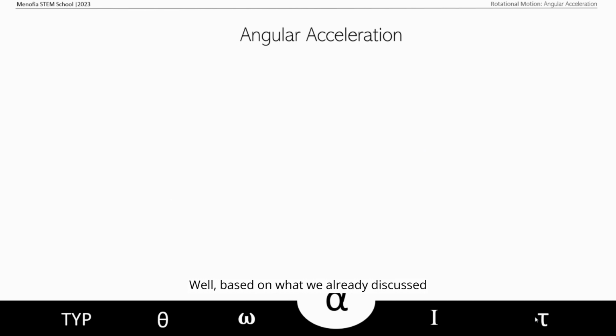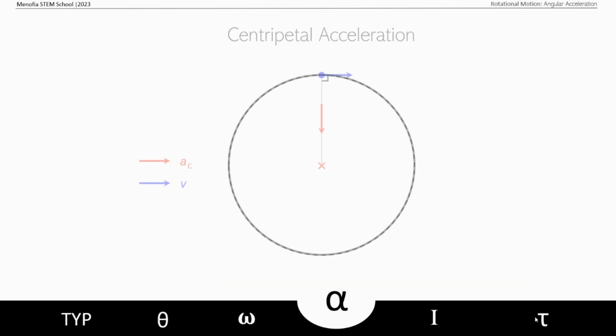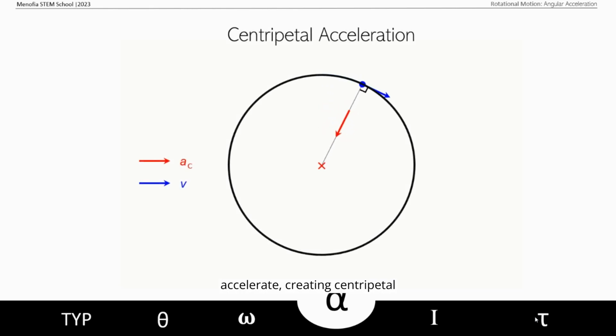Well, based on what we already discussed till now, you can already guess that angular acceleration is the derivative of angular velocity. It describes how an object's angular velocity is changing over time. As an object rotates, each point on it must accelerate, creating centripetal acceleration. So let's quickly review.